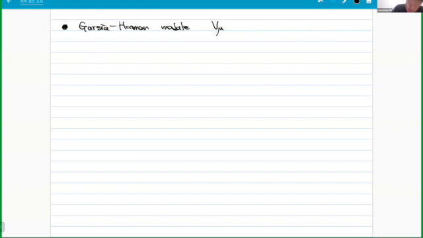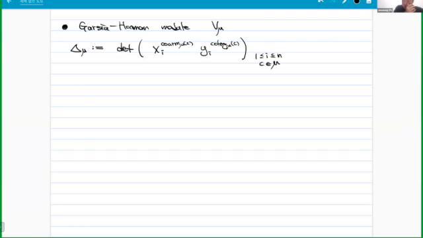To define it, let delta_mu be the determinant of an n by n matrix, where mu is a partition of n, with entries x_i to the coarm of a cell and y_i to the coleg of c, where i runs from 1 through n and c is a cell of mu. This sits inside the polynomial ring of 2n variables, x_1 through x_n and y_1 through y_n.